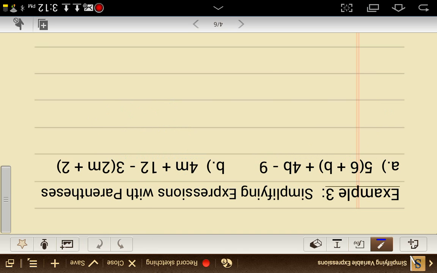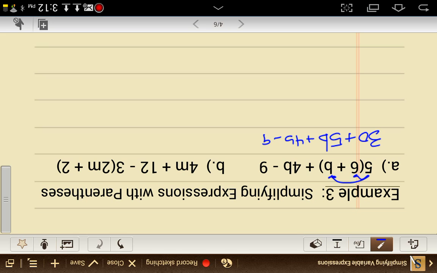In our next screen, we have simplifying expressions with parentheses. So in these examples, I first must do the distributive property that we worked on the other day. So in the first example, I have to distribute first. 5 times 6 is 30, plus 5 times b is 5b, plus 4b, minus 9. Yes, you must rewrite the entire problem. You do have to show this step.